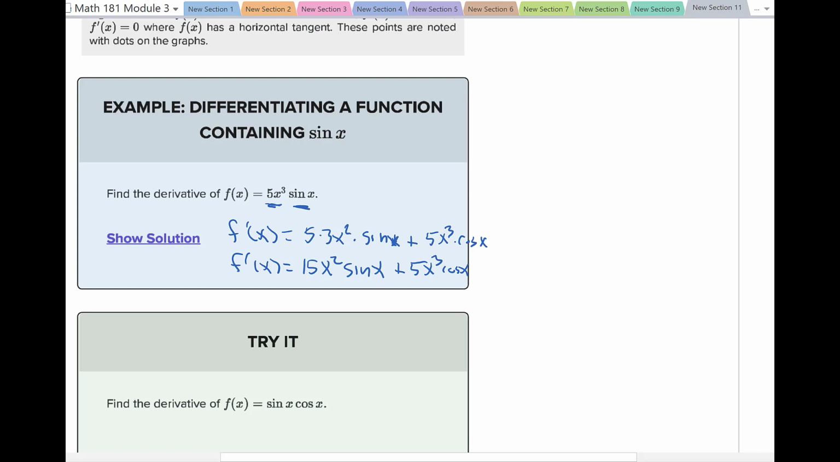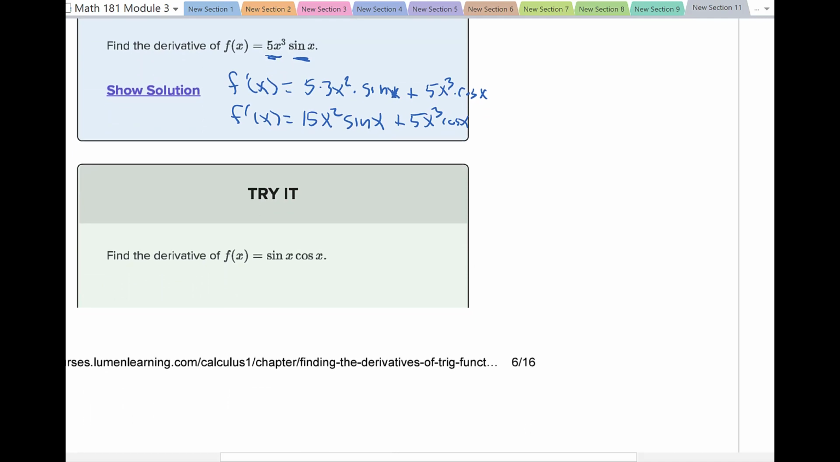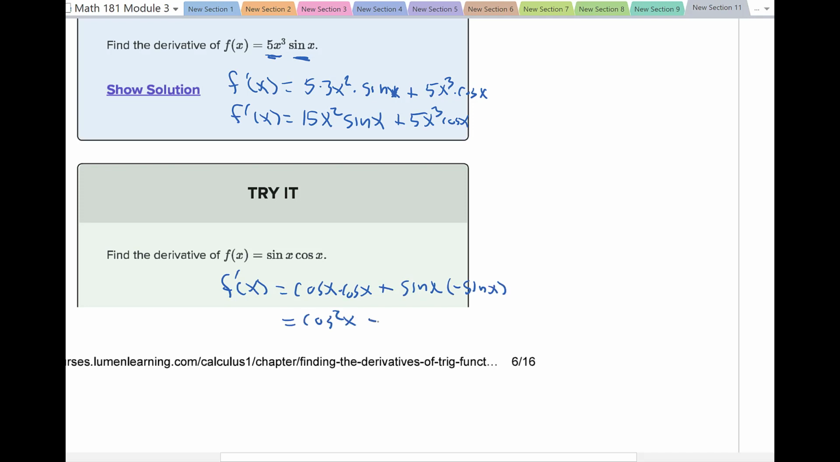Let's try another one. Find the derivative of sine x cosine x. So again, this is a product rule. f prime of x is going to be the derivative of sine, which is cosine of x, times cosine of x, plus sine x times the derivative of cosine, which is negative sine x. So we end up with cosine squared x minus sine squared x.